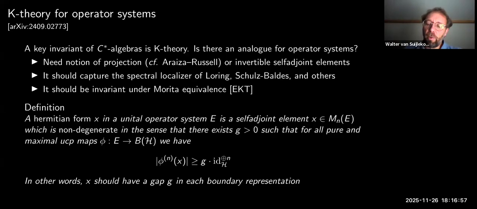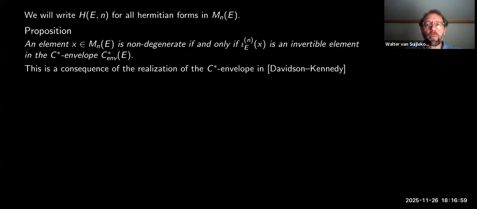And this means that if you look at the C-star envelope, then you find that this is actually non-degenerate if and only if its image in the C-star envelope is invertible. So that's somehow capturing this property of non-degeneracy on the operator system in terms of something that you can easily check, namely in terms of the C-star envelope. I write HEN for that, and the fact that this proposition holds is actually because of the realization I explained of the C-star envelope.